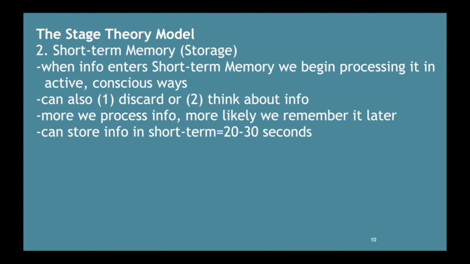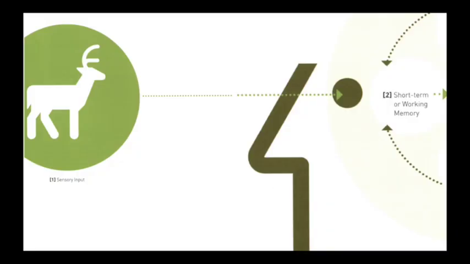And if we're not actively trying to keep it in long-term memory by looking at it and processing the information multiple ways, if it's working at the most superficial level, short-term memory can store information for a short period of time, for 20 to 30 seconds. So here we have the picture of the deer. It is noticed through sensory input, and it goes into your eye, into short-term or working memory.